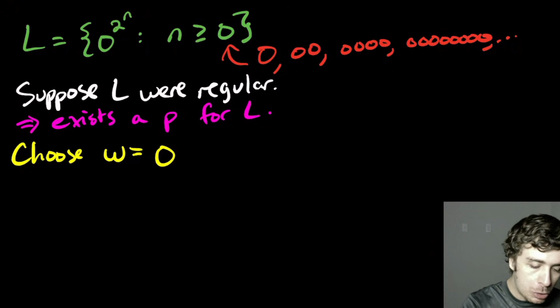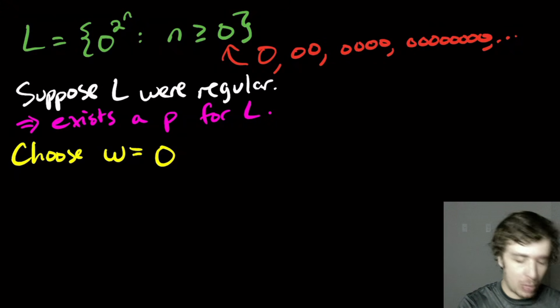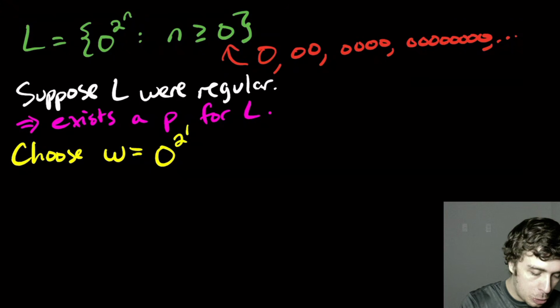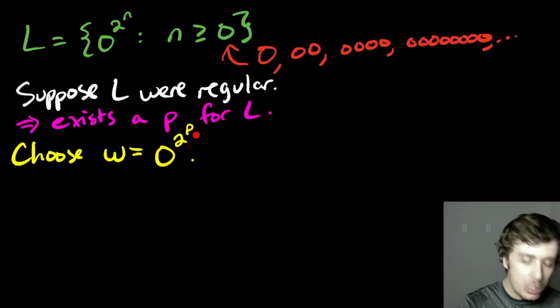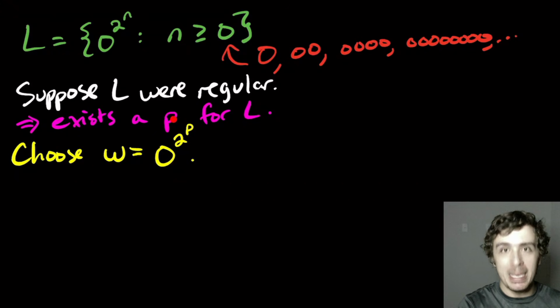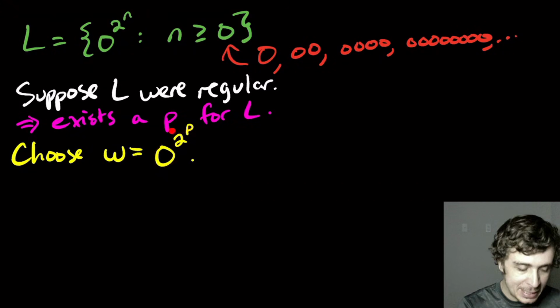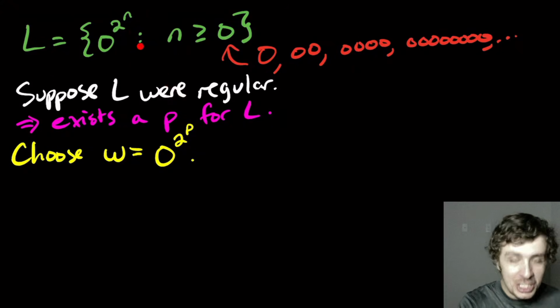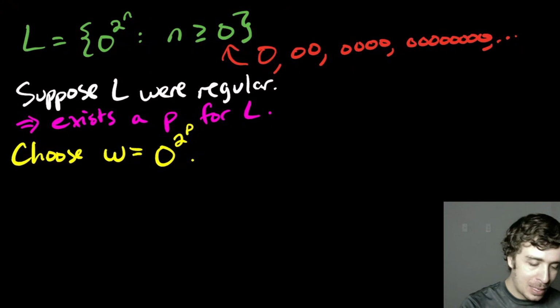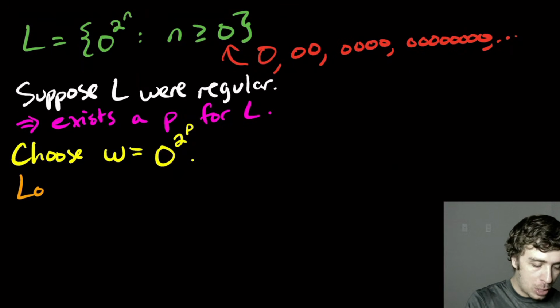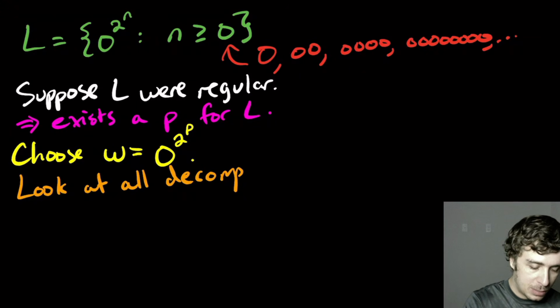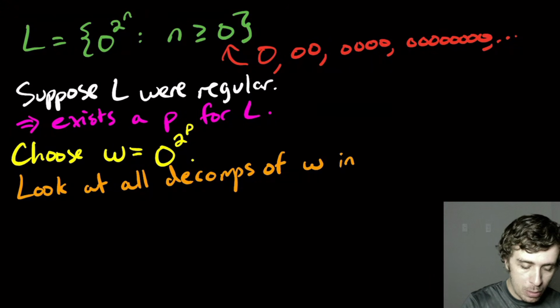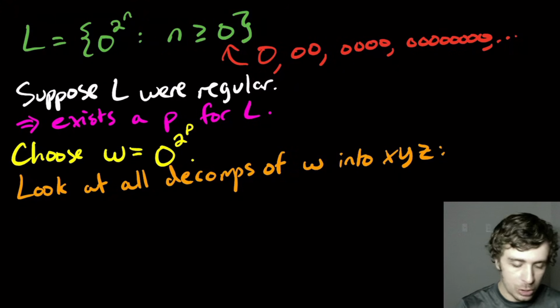Well, the usual convention is to place the P wherever there's the variable in the exponent. So here I'm going to put 2 to the power P. Well, 2 to the P is definitely at least P, so that's no problem. And this is in the language because I just substituted the variable in, so that's no problem. So what we need to do then is to look at all decompositions of this string W into X, Y, and Z according to the rules.